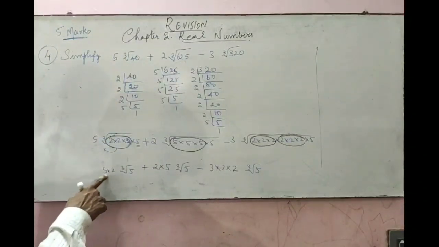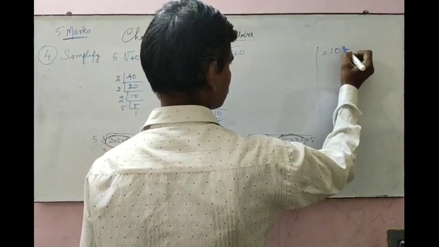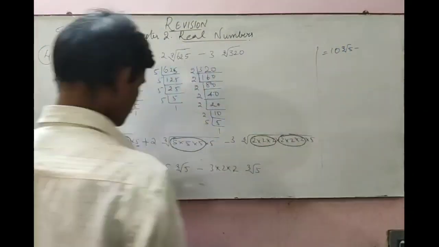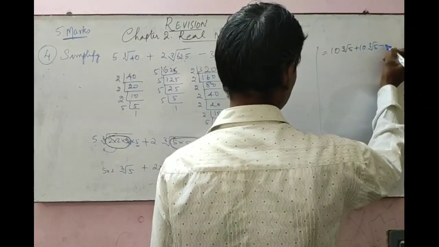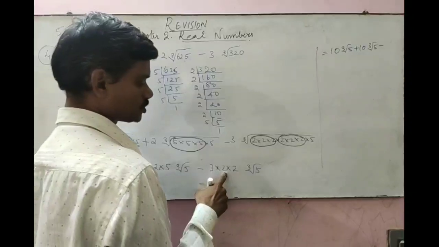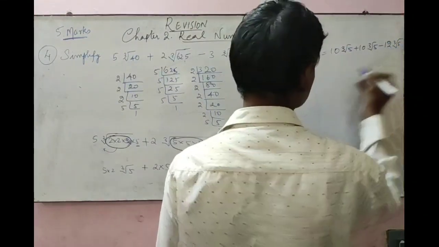So now multiply these numbers. 5 2's are 10, 10 into cube root of 5, plus 2 5's are 10. Again 10 into cube root of 5 minus 3 into 2 is 6, 6 into 2 is 12. 12 into cube root of 5.